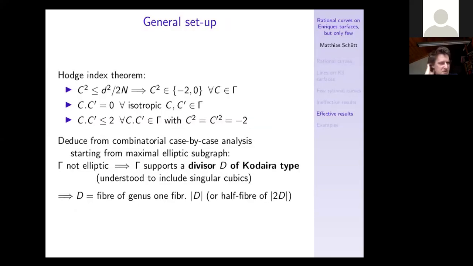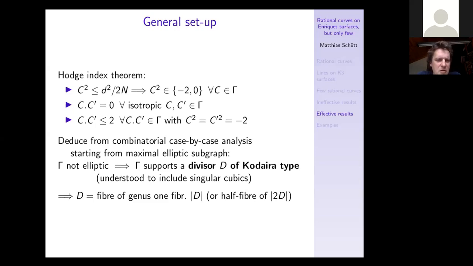So the general setup is we already used bounds for c squared and so on. Let's push them a bit further. And you just use the Hodge index theorem to see that c squared is in fact bounded by d squared divided by 2n. So if n is big enough, this means c squared can only be 0 or minus 2. And big enough here already means greater than d squared by the absolute value of c squared, right? So please take that for granted.